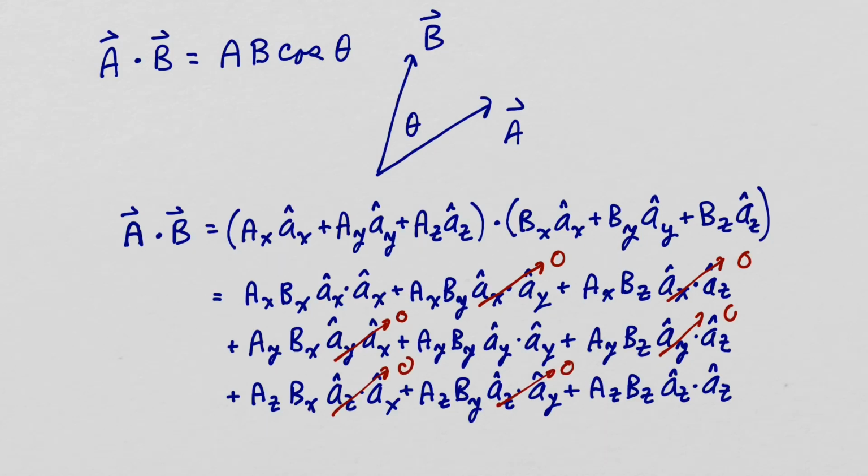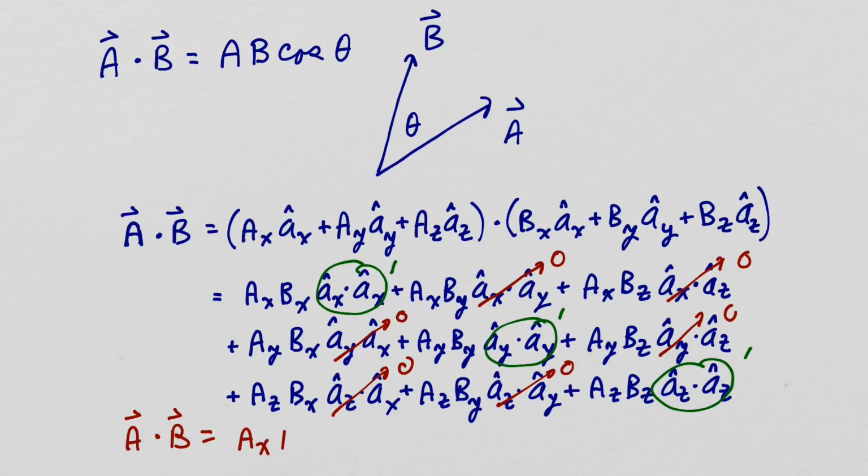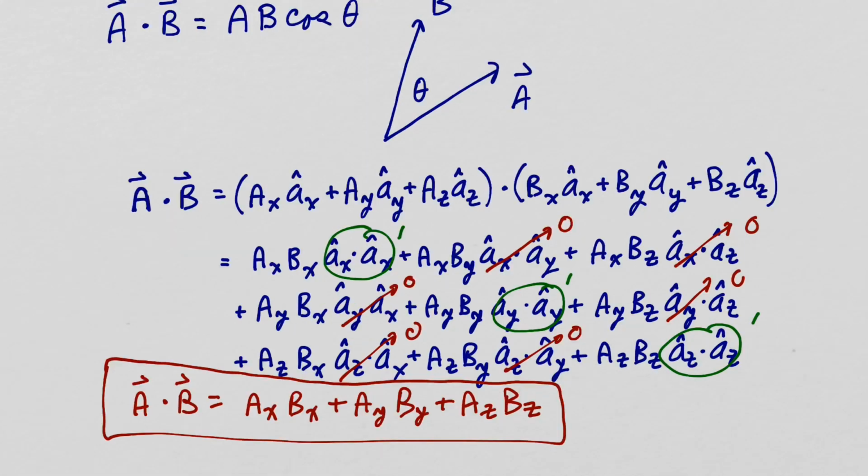These remaining dot products here are going to be 1. So the result for A dot B will be AX BX plus AY BY plus AZ BZ. So here's how you would take the dot product if you have your two vectors in component form.